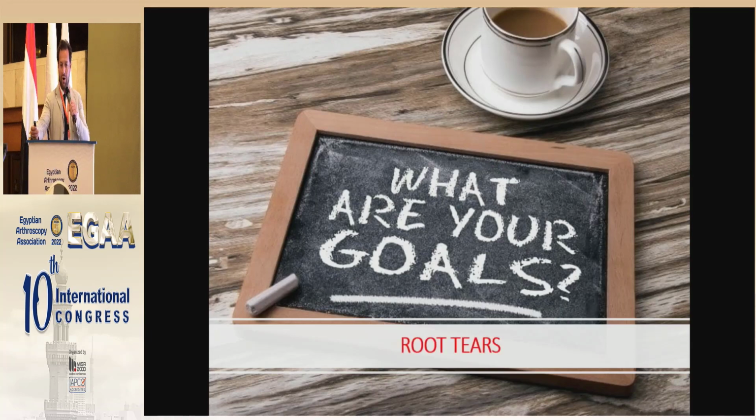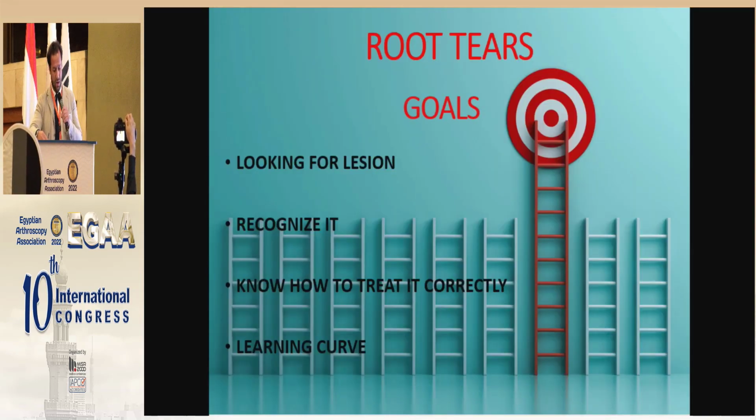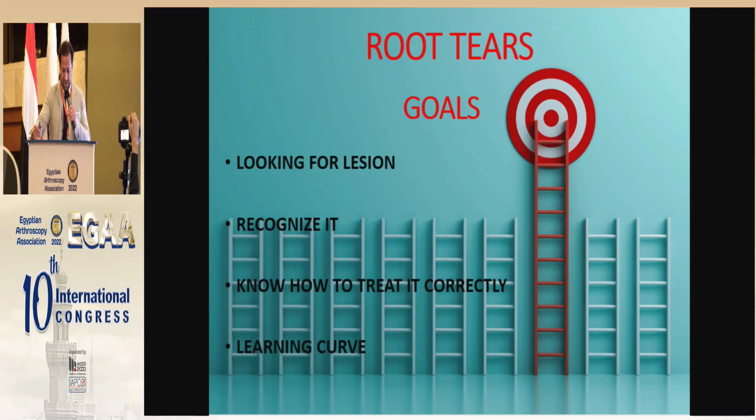So what are our goals in root tears? For me, first of all, looking for the lesion, because many times the problem is we don't look for the lesion. So during the arthroscopy, or before with the MRI, it's important to know we are looking for the root in the medial or in the lateral compartment. The medial root lesion is like the ramp lesion. If we know how to look for the tears, we can find them. But if we don't know them, it's impossible to find them.